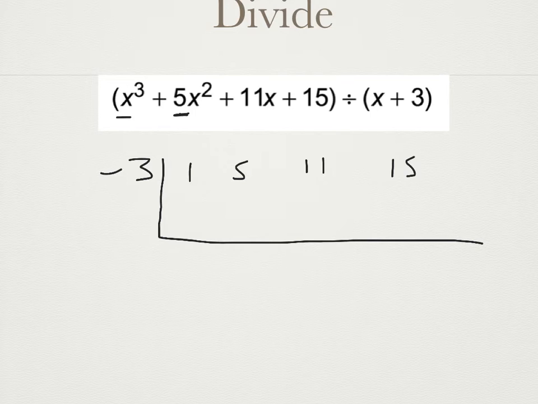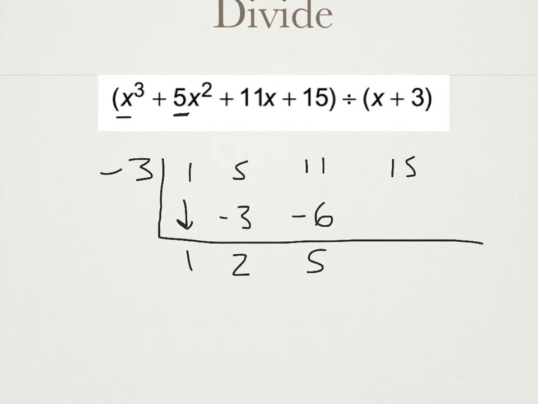Now what do we do? Bring down the 1. Then we multiply by the negative 3. So now we have 5 minus 3, which is? And now we, perfect, we multiply the negative 3 and the negative 2 and get negative 6. And then we add those two, so we get 11 minus 6, which is?